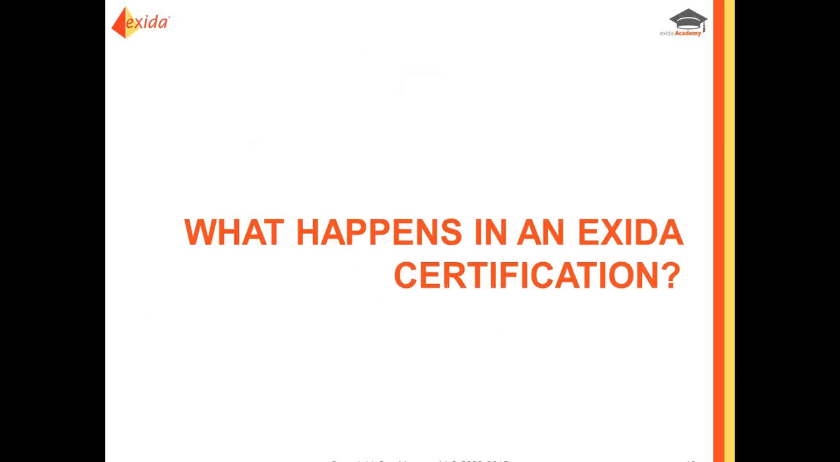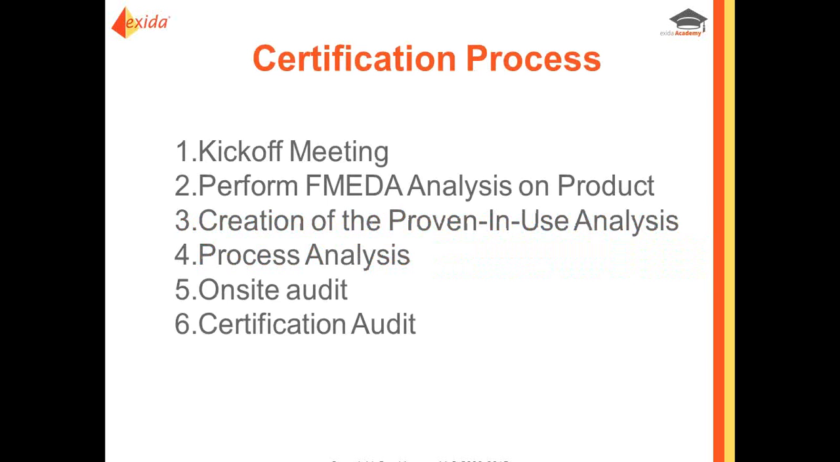So let's start with what happens in an exida certification. As I said, this is just going to be a quick overview so everyone can understand what the process is to get that piece of paper, to get that assessment report, and to get that certification. So it always starts off with a kickoff meeting. This is so both parties, both us and the manufacturers, are fully aware of what is happening and what is expected of each party and what the end goal is.